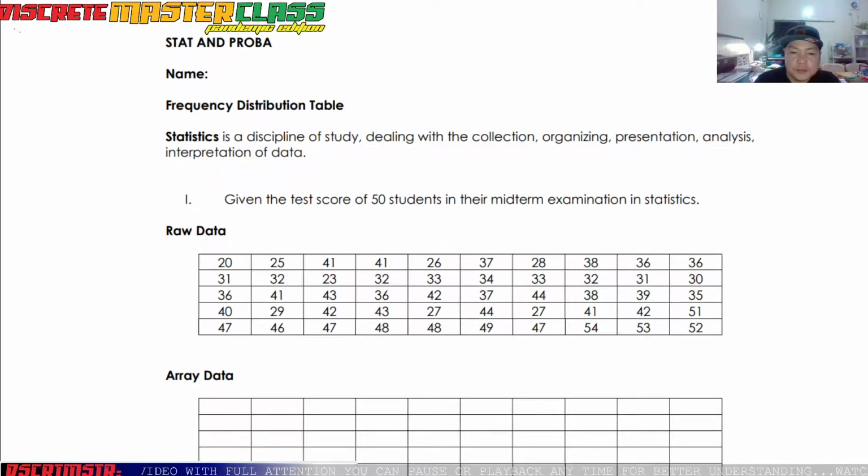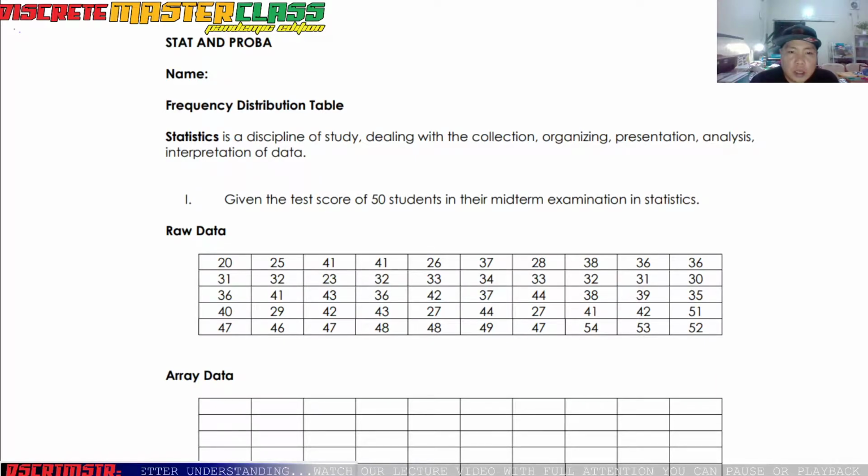Okay, so for today, discuss natin yung second module ng Stat and Proba or Statistics and Probability. Okay, so this is what you call frequency distribution table. Okay, going back to the definition of your statistics. Statistics is a discipline of study dealing with the collection, organizing, presentation, analysis, interpretation of data.